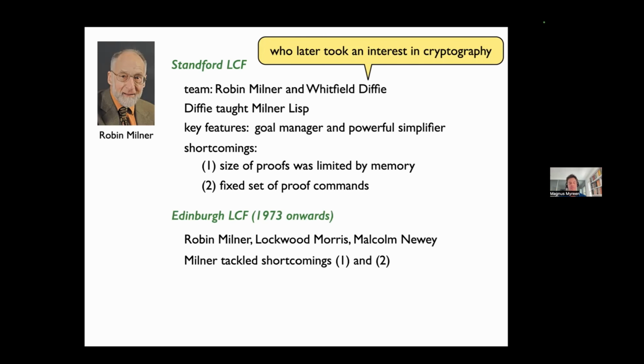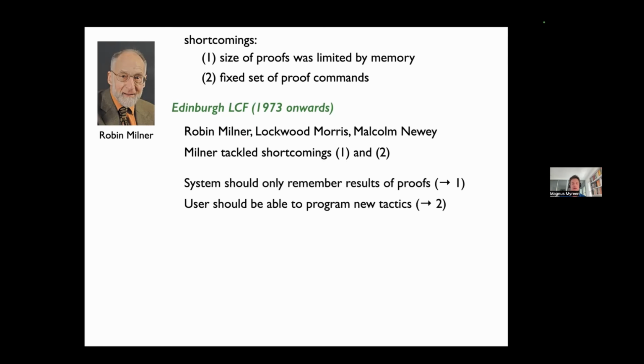So Milner moved to Edinburgh, where he started Edinburgh LCF. And there he worked with Lockwood Morris and Malcolm Newey, and Milner tackled shortcomings 1 and 2. In particular, he decided that the system should only remember results of proofs. It shouldn't remember the proofs themselves. And the user should be able to program new tactics. So it's no longer the case that you should trust the entire source code somehow. You need to allow the programmer to just write tactics in a programming language.